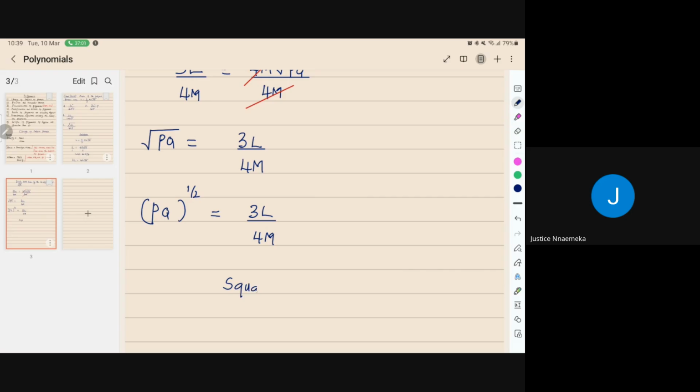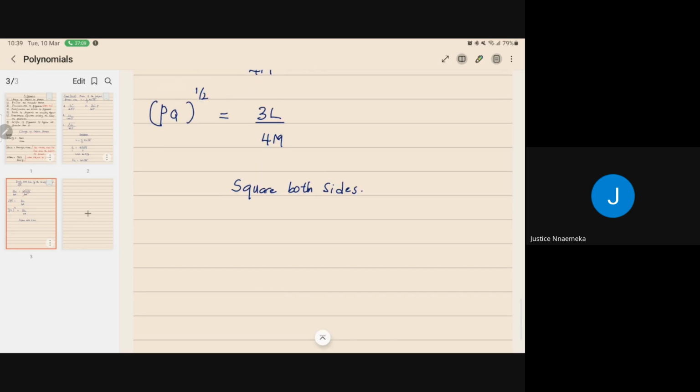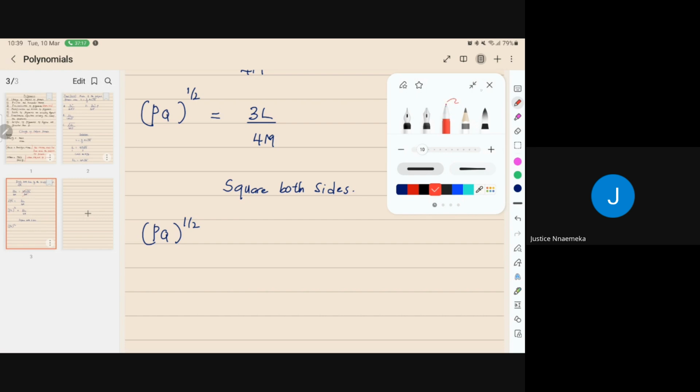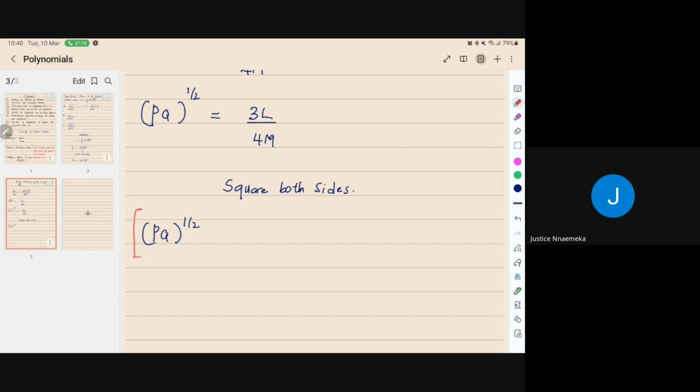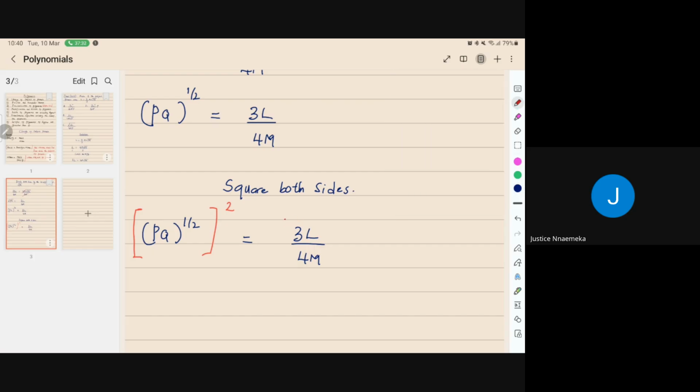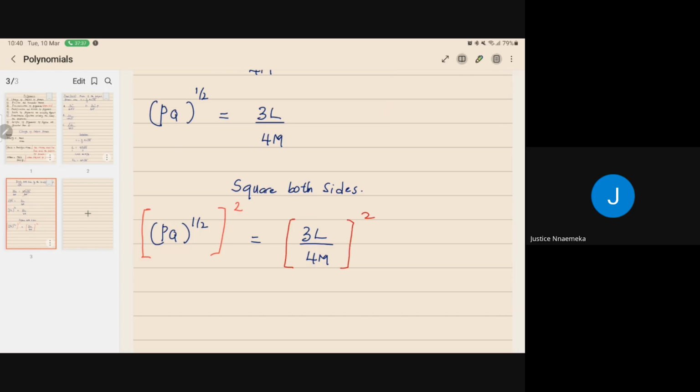So square both sides. When I square both sides, I'm expected to have something like PQ to the power of 1 over 2, all squared. Because I'm squaring both sides, something interesting is going to happen right here. Then this is equal to 3L all over 4M. I'm also squaring that side of the equation. If you're still with me so far, can I get a thumbs up, please? So all squared. If you're following, a thumbs up.